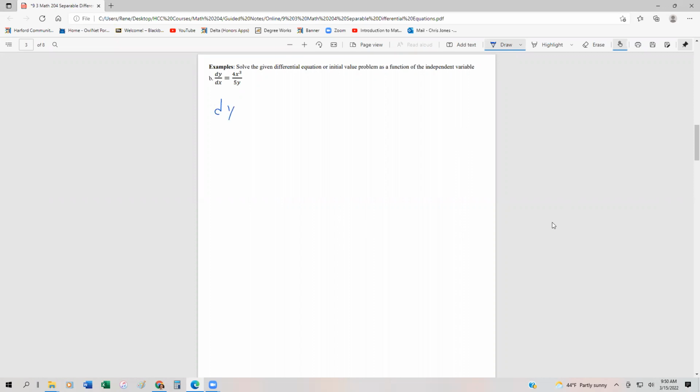So we get dy times 5y over dx is going to be equal to 4x cubed. And then we can also multiply by dx. So ultimately, we end up with 5y dy equals 4x cubed dx. It asks us to solve this. Okay, so now we've got all the y's and x's to one side, and so now we can integrate.